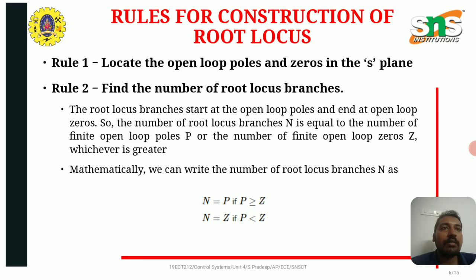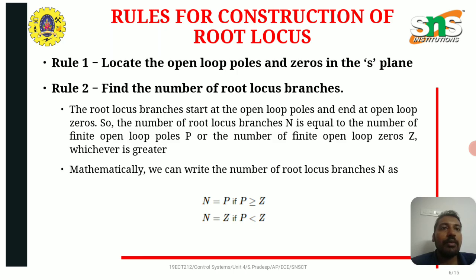Rules for construction of root locus. Rule 1. Locate the open loop poles and zeros in the S-plane. Rule 2. Find the number of root locus branches. The root locus branches start at the open loop poles and end at open loop zeros.